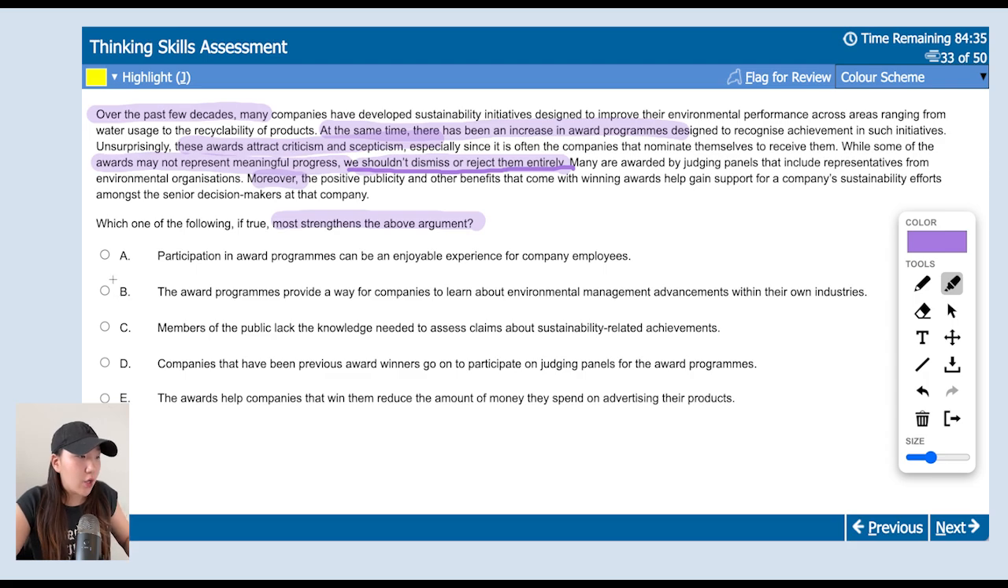So it would be B here. The award programs provide a way for companies to learn about environmental management advancements within their own industries. The whole point of this argument is that it is actually good for the environment. There is an environmental objective in providing these award ceremonies, and obviously this point supports that by saying you can also learn more, so these companies are being educated at the same time.